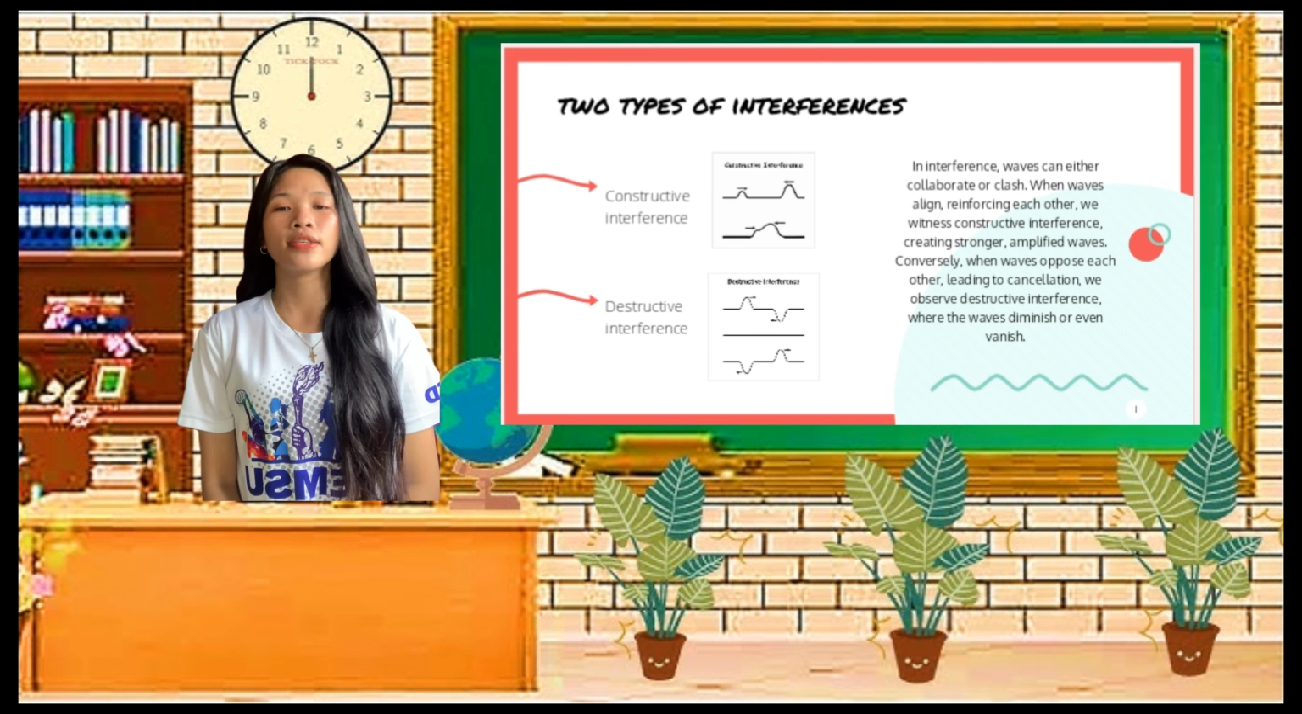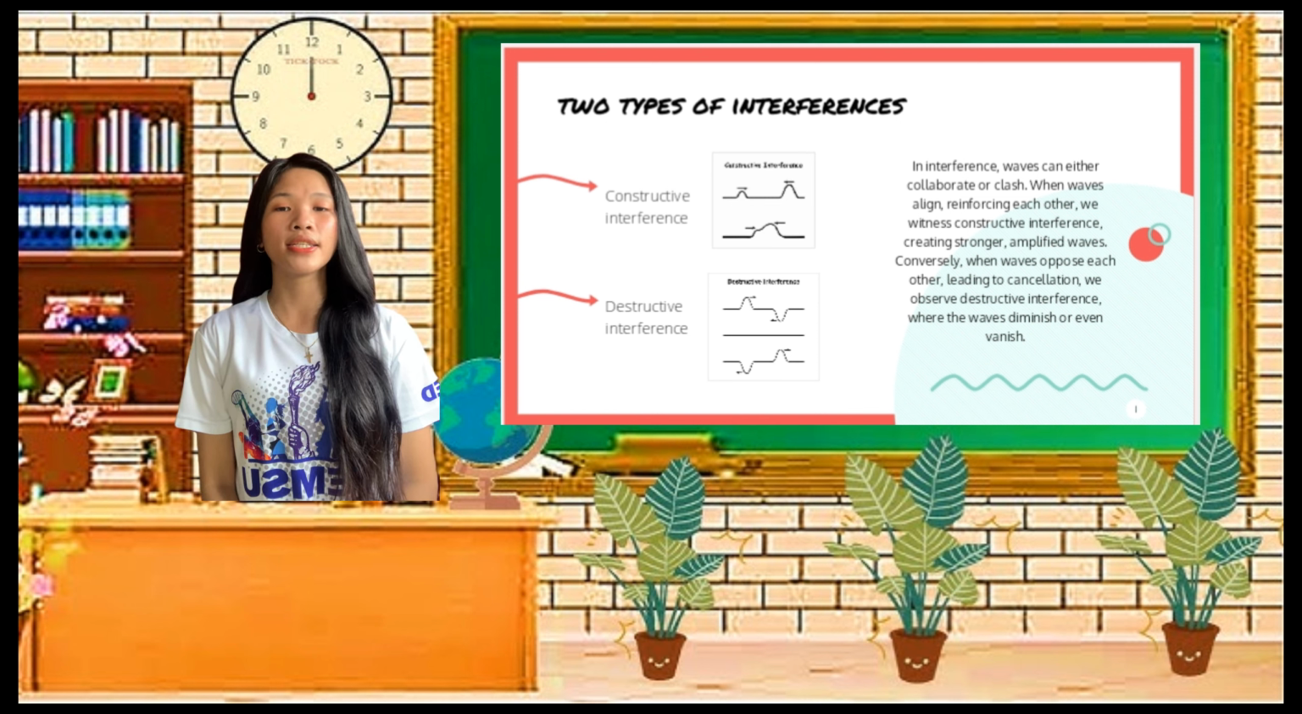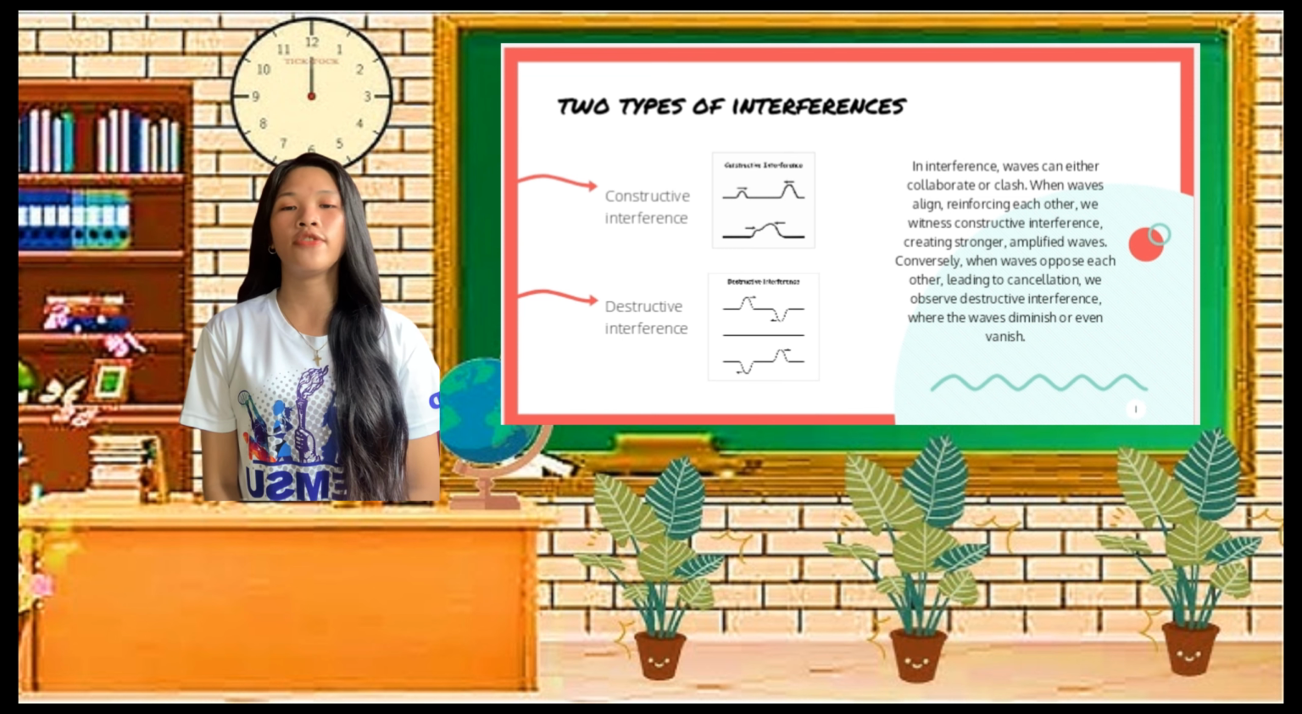In interference, waves can either collaborate or clash. When waves align in the crest, reinforcing each other, that's the time constructive interference occurs, creating stronger and amplified waves. Conversely, when waves oppose each other, leading to cancellation, destructive interference occurs. It is where the waves diminish or even vanish.